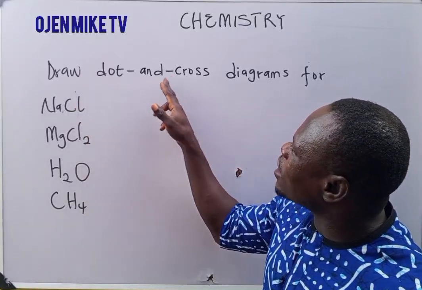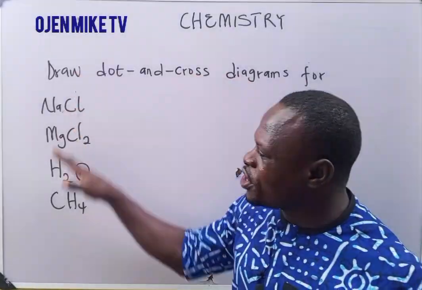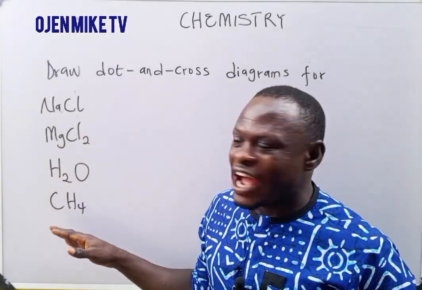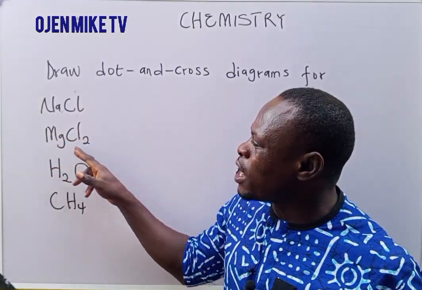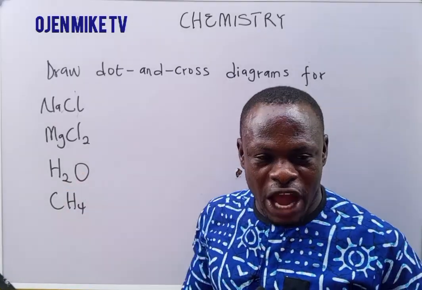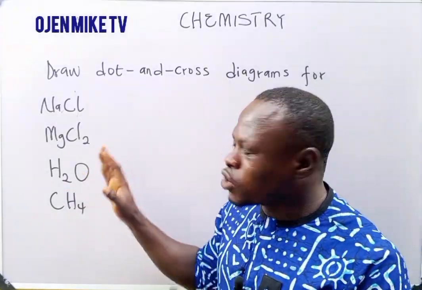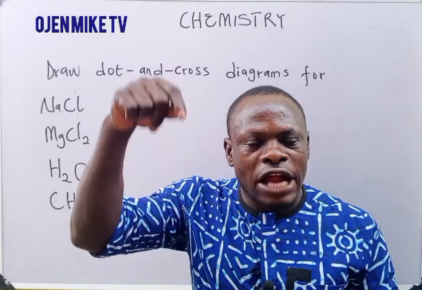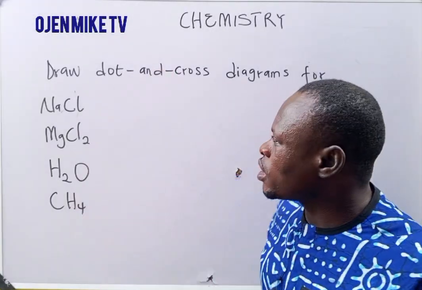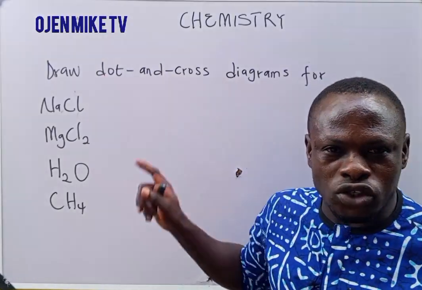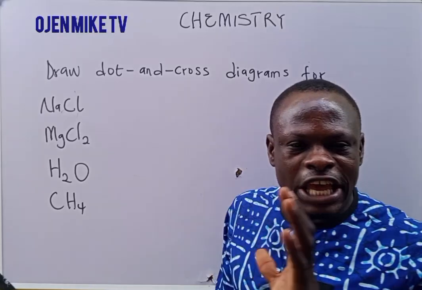Draw dot and cross diagram for the following compound. All right, we have sodium chloride, we have magnesium chloride, we have water, and we have methane. In the course of this, I'm going to do two, then you are going to do two and drop it in the comment section. Now, when we look at dot and cross, this is simply chemical bonding.